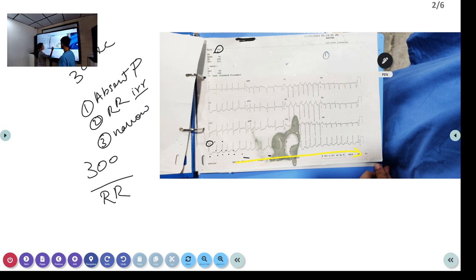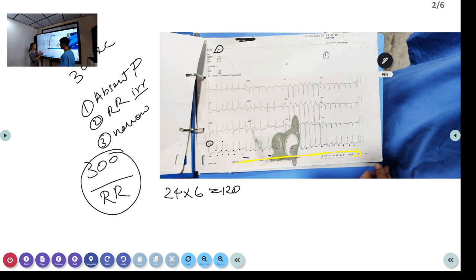1, 2, 3, 4, 5, 6, 7, 8, 9, 10, 12, 13, 14, 15, 16, 17, 18, 19, 20. Okay, 24 into 6. It is a 10-second strip, so for 1 minute it will be 24 into 6. It is mostly coming as 120, but we are not sure because this part we didn't cover. So we found the rate for an irregular rhythm based on the QRS complexes. Otherwise, if it was regular, we would have used the other formula. Since it is irregular, we used this formula. So AF is there, with fast ventricular rate.